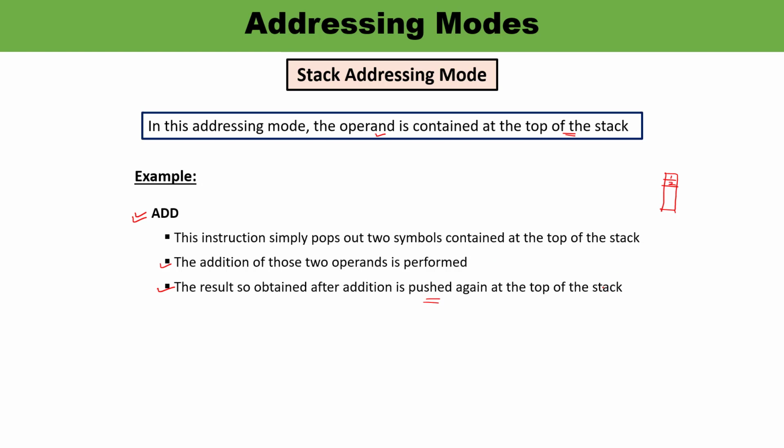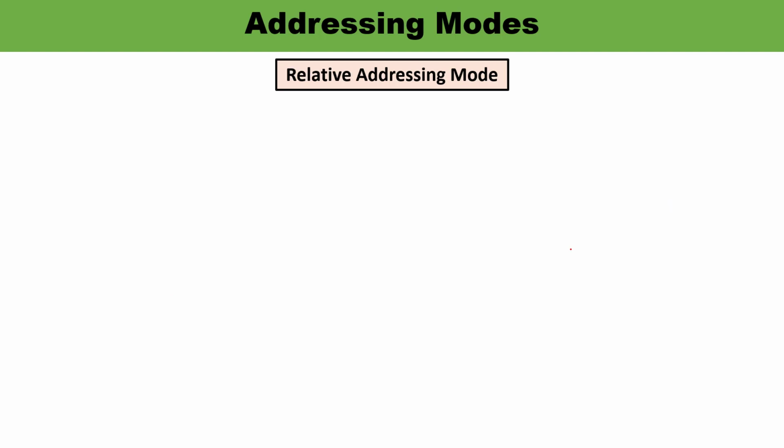Means the two symbols available at the top of the stack have to be taken out, addition performed, and the result stored again at the top of the stack. So this is how you can explain the stack addressing mode.